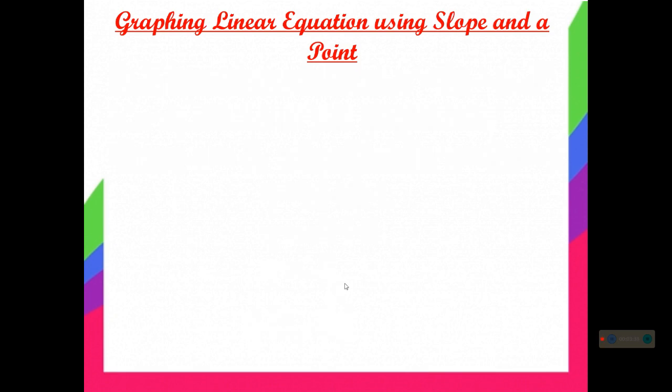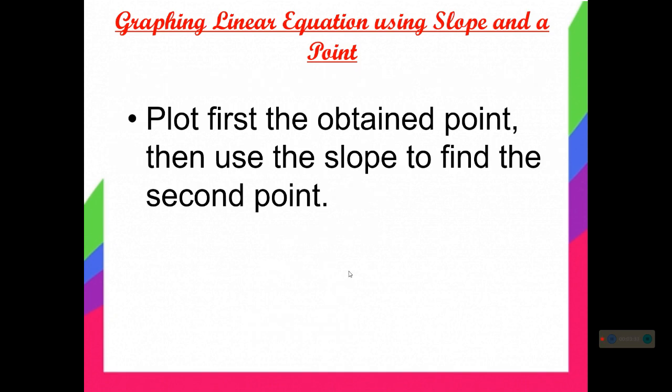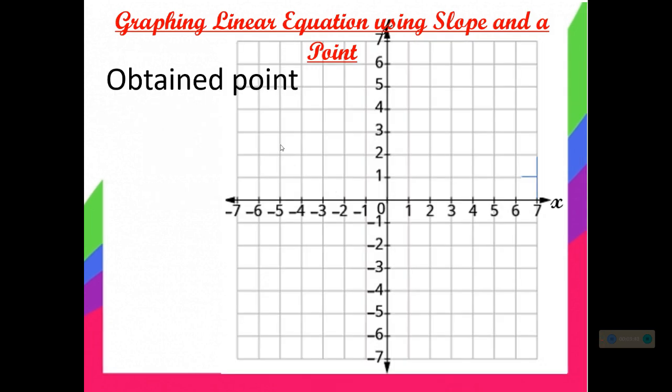To proceed, let us again plot the obtained point, and later we are going to use the slope to find the second point. Again, the obtained point is (negative 2, negative 5), and since it has both signs negative, rather.